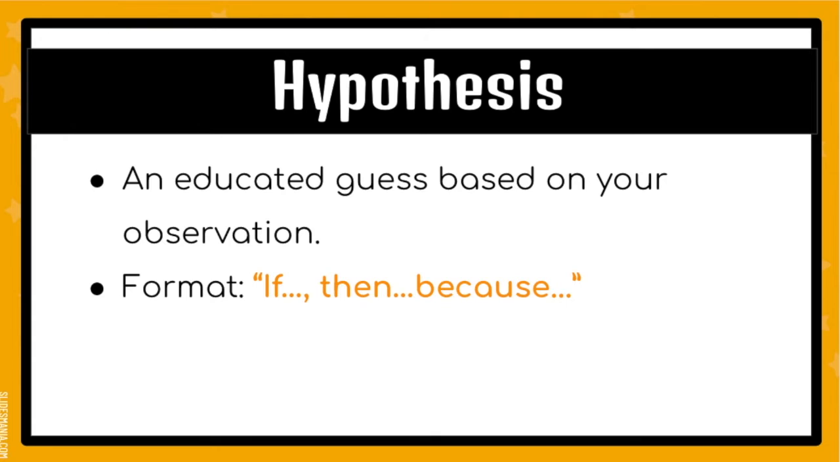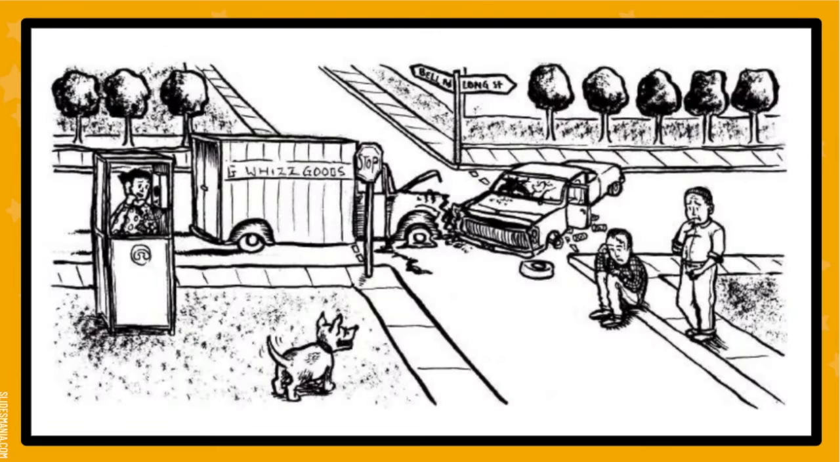Next, we have hypothesis. Hypothesis is an educated guess based on your observation. It can follow the format of if, then, and because. A hypothesis that I can make here is that if the person is in the phone booth, then this person must be calling 911 because we need the police to help with this car crash. You can also make another hypothesis based on that.